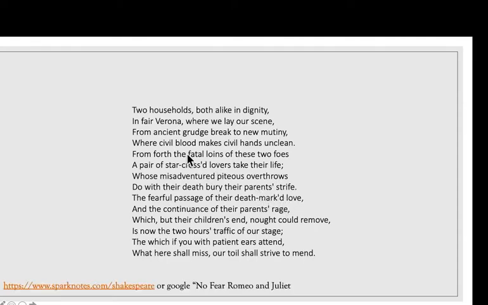So, I've put at the bottom here a useful link that you might want to use in order to get a translation of everything we look at. If you type No Fear Romeo and Juliet into Google, it will come up with a really useful translation of every single scene. Now, it really slows down the process, I suppose, so I will be explaining what is being said in just a second. But if you want to use that, feel free to use this link at the bottom, or just type into Google, No Fear Romeo and Juliet.